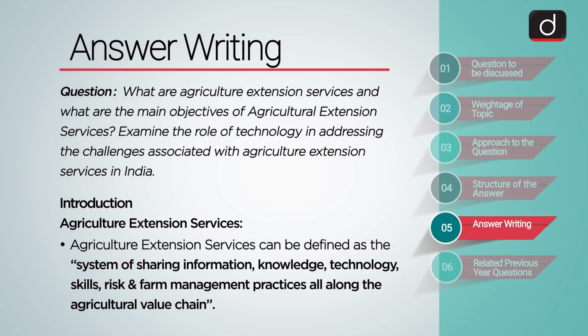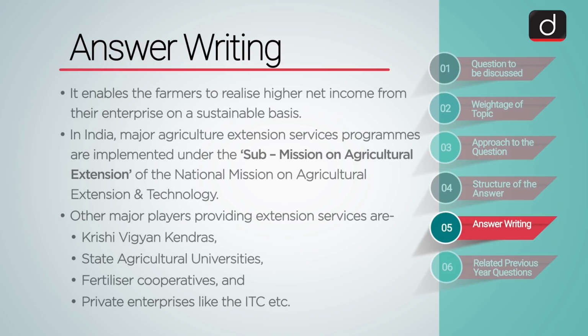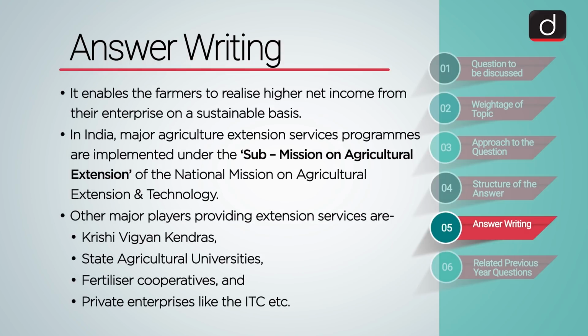Agriculture Extension Services can be defined as the system of sharing information, knowledge, technology, skills, risk, and farm management practices all along the agricultural value chain. It enables the farmers to realize higher net income from their enterprise on a sustainable basis. In India, major agriculture extension services programs are implemented under the Sub-Mission on Agricultural Extension of the National Mission on Agricultural Extension and Technology. Other major players providing extension services are Krishi Vigyan Kendras, state agricultural universities, fertilizer cooperatives, and private enterprises like the ITC, etc.